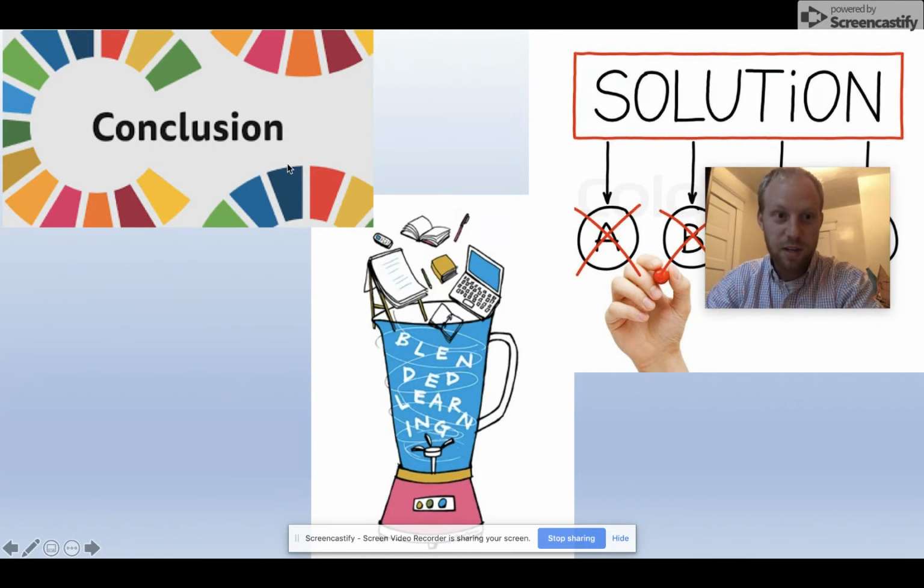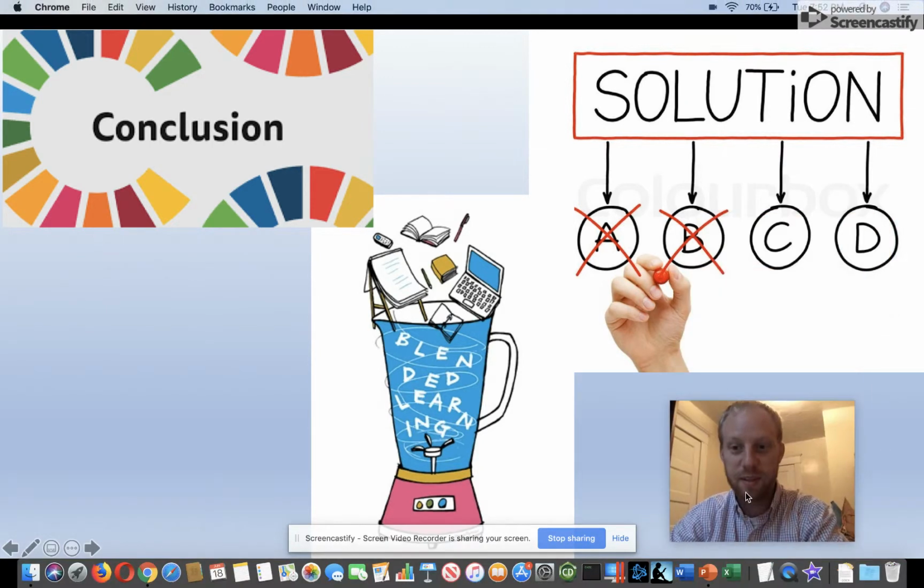Okay, so here's the conclusion. Solution C, not the classroom, not the online, but the blended learning environment. It is important to note that this blended learning environment contains a teacher that is there part of the time, giving feedback, supporting, and checking in constantly. So the blended learning environment, no matter what learning style a student may have.